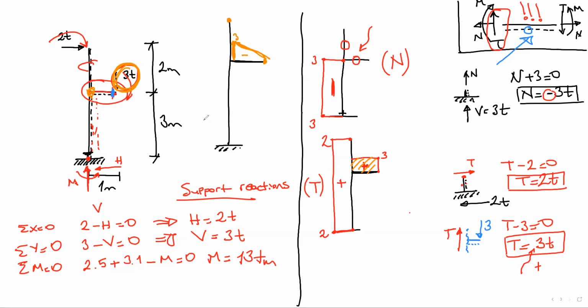Then we have a horizontal force here. First, to calculate the moment at this point, what we have, 2 times 2 meters, 4. We'll have 4 here. So, change like this.